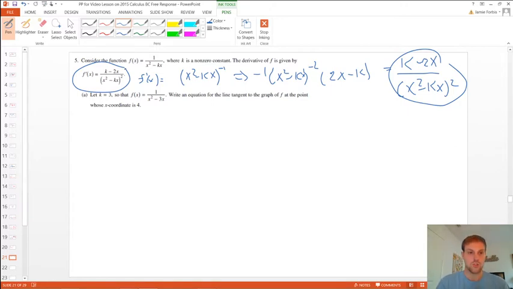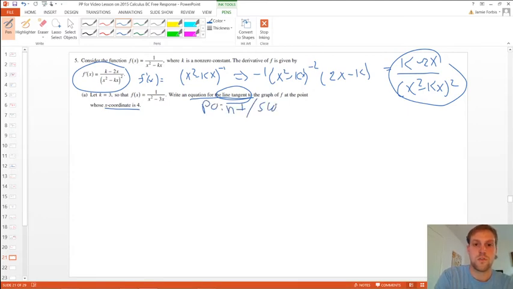All right, let's start off with part A. It says let k equal 3. That means f of x is 1 over x squared minus 3x now. It wants us to write an equation for the line tangent to the graph of f at the point whose x coordinate is 4. I don't care what the context is: if it says line tangent, we need a point and we need a slope. Let's start with the point.